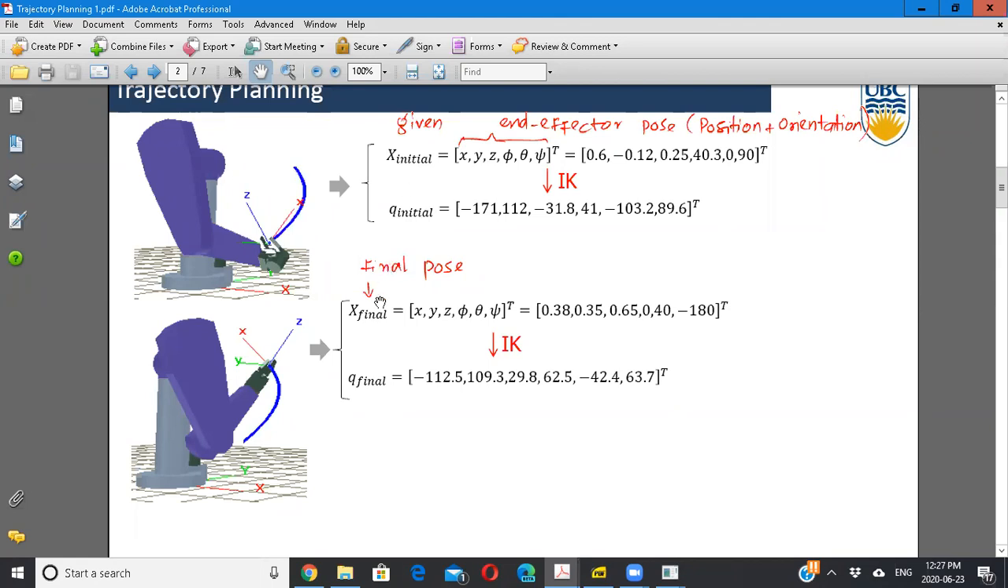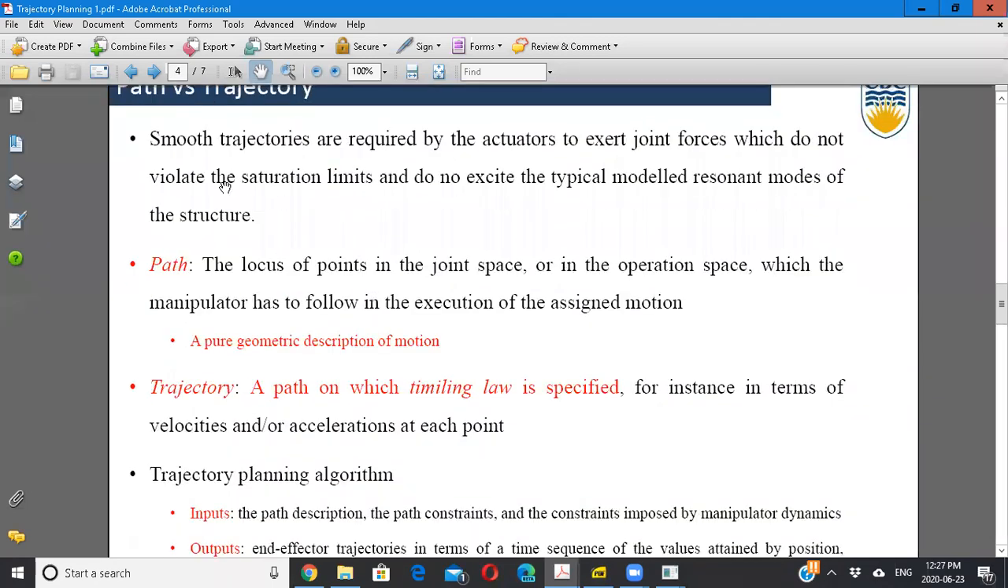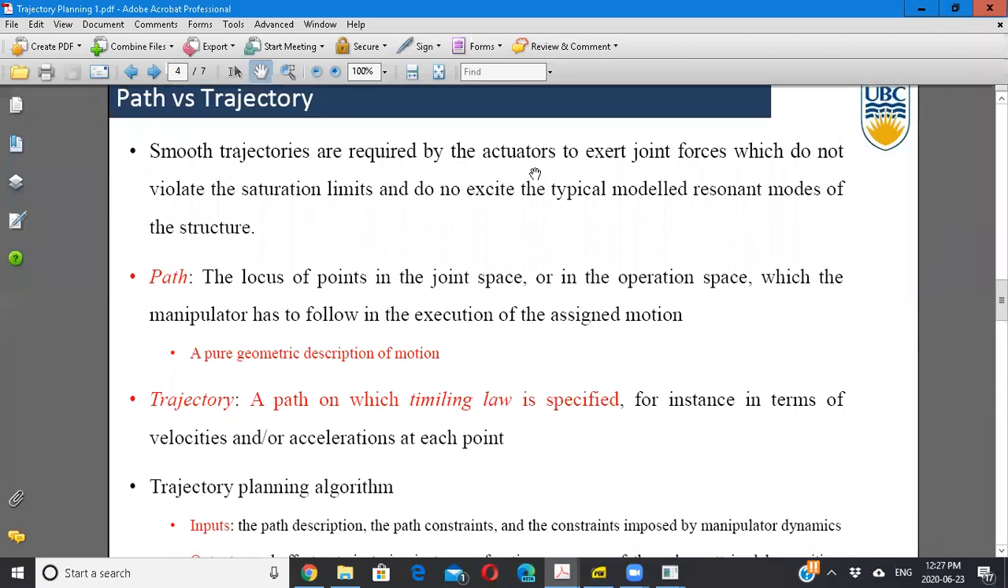And in the Cartesian space, where we take this and that. Smooth trajectories are required by the actuators to exert joint forces which do not violate the saturation limit. Whenever we do rotational motion, let's say opening the door example that I gave you, you open the door smoothly. It doesn't go in one jump. You don't want it to open in half a second or something, unless you want to break it. Similarly, we want the trajectory to be smooth.